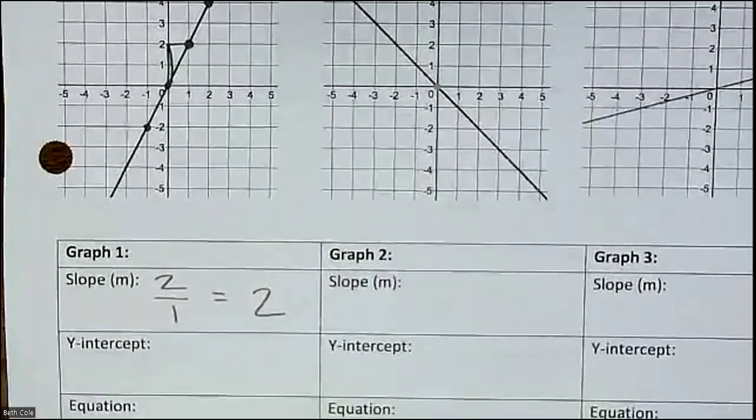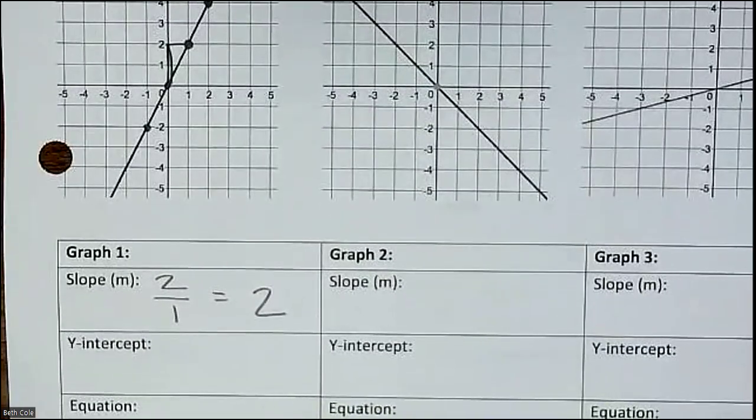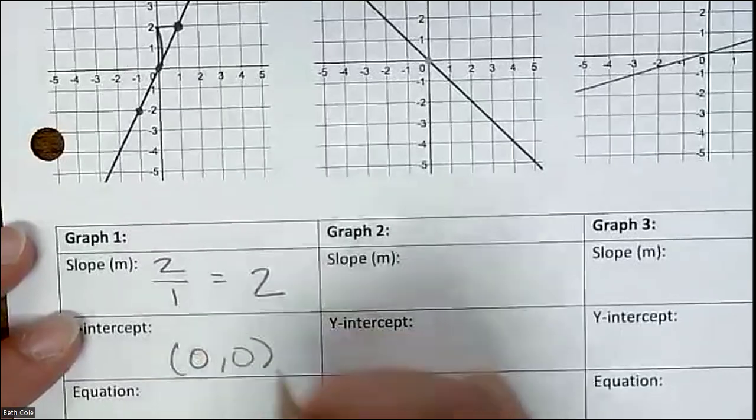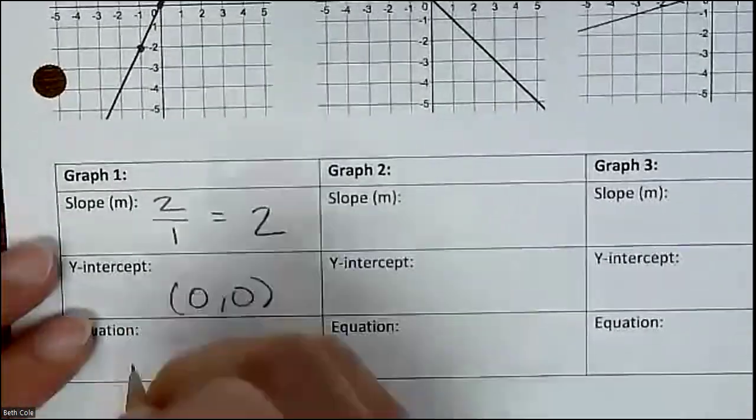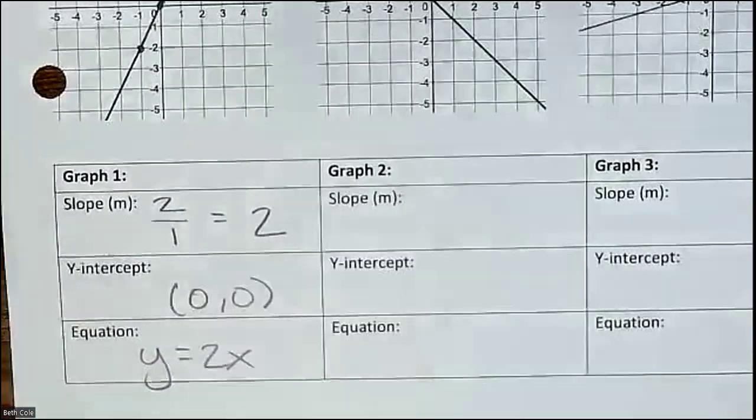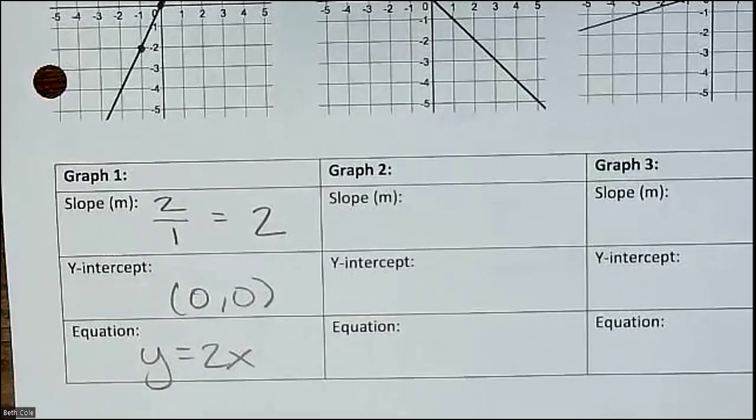And what's the y-intercept? Yeah, 0, 0. And so your equation is y equals 2x plus 0. You can put the plus 0 if you want, but it's not necessary. It's just nothing. It's y equals kx. K is 2 in that case.